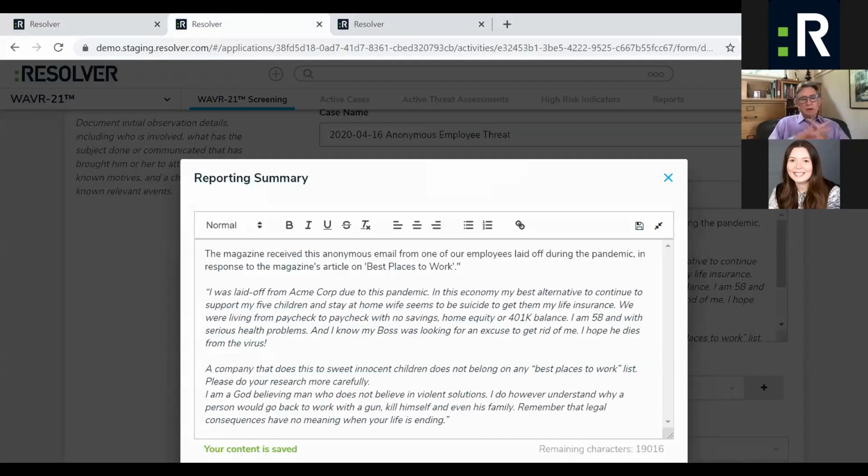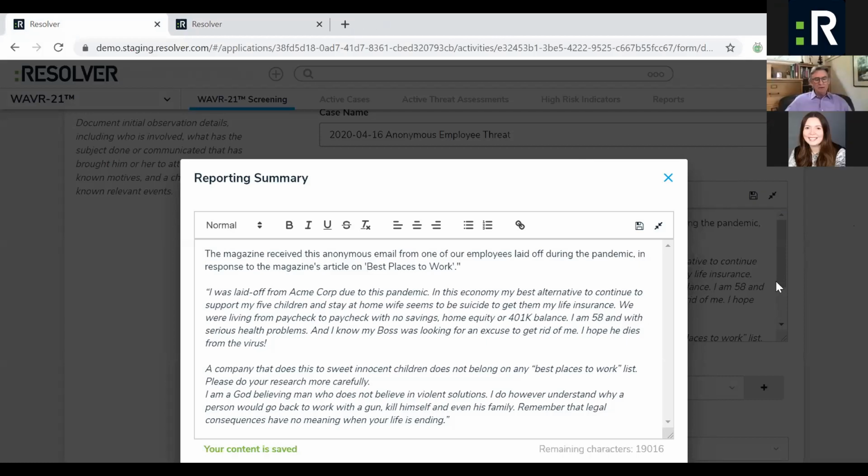So I've adapted a case here. I've kept it fairly simple. And again, we can talk about all the different aspects of a case and different opinions or what directions to go. But just to demonstrate how the app works, here's the situation. This is based on a case that I had, where an individual sent an anonymous email to a business magazine criticizing the magazine for listing his former company as the best place to work.